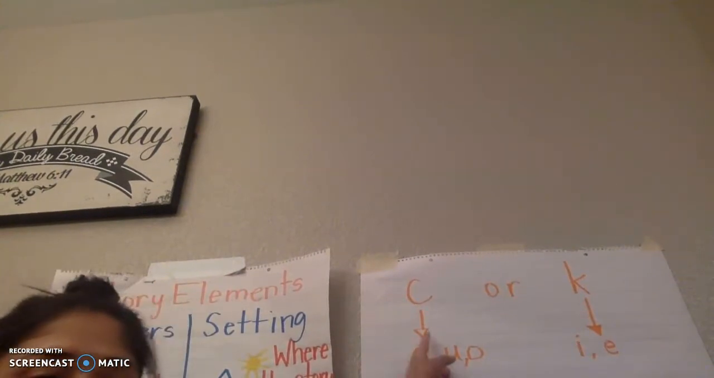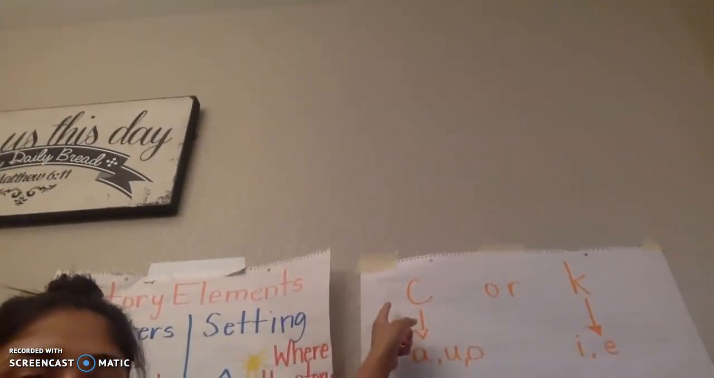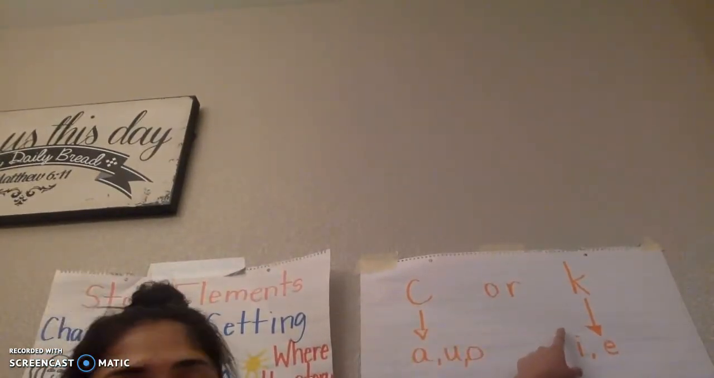Again, I want to repeat it in case you want to write it down. The letters that go with C, when you hear the K sound, are A, U, and O. I could show you right here. The letters that go with C are A, U, and O. The letters that go with K are I and E.